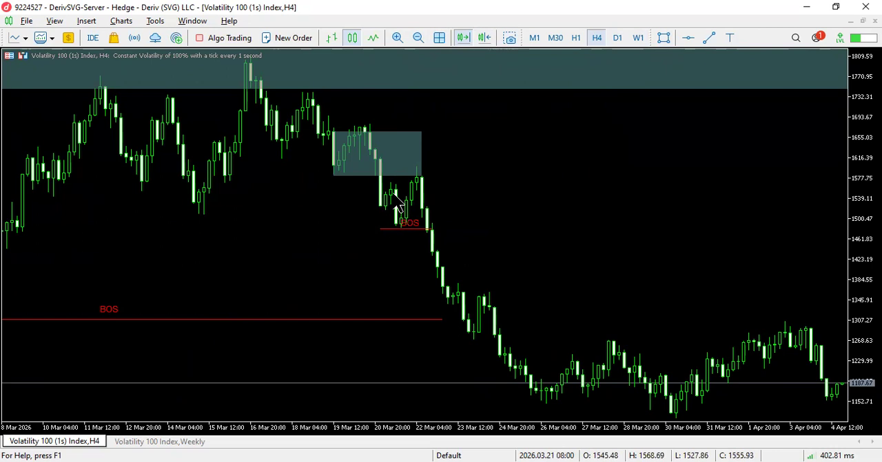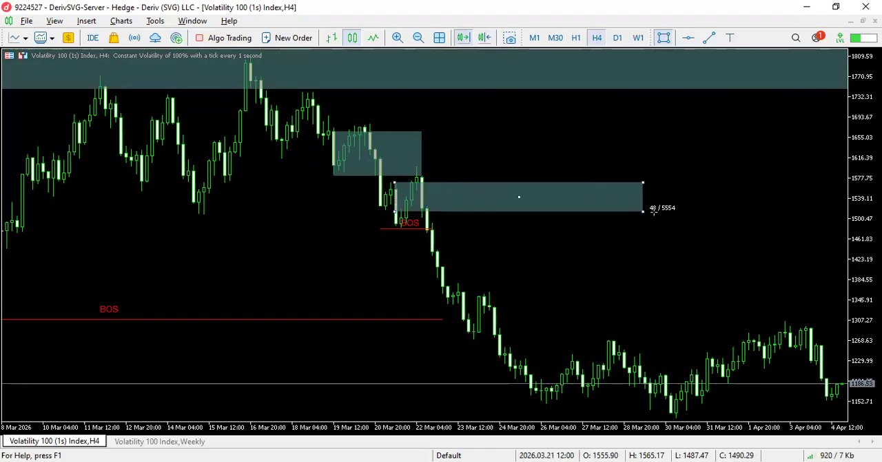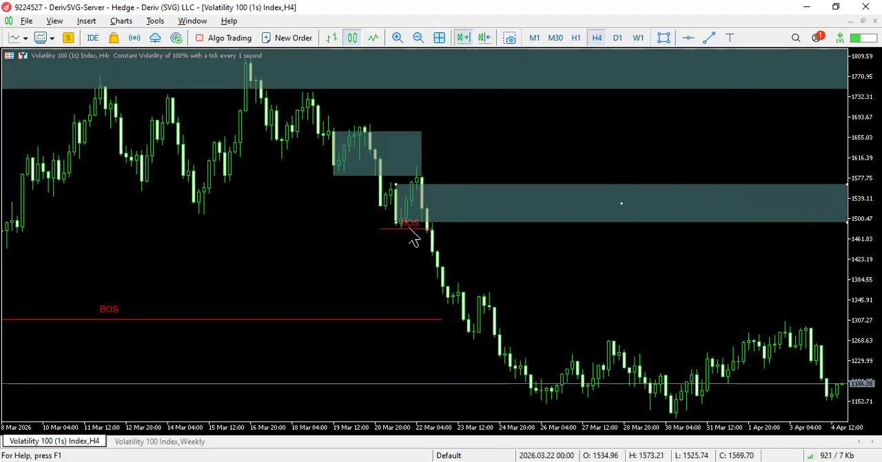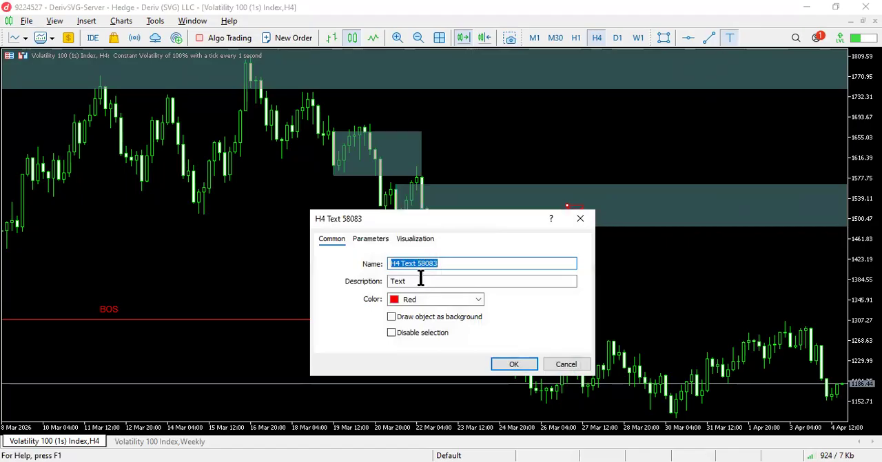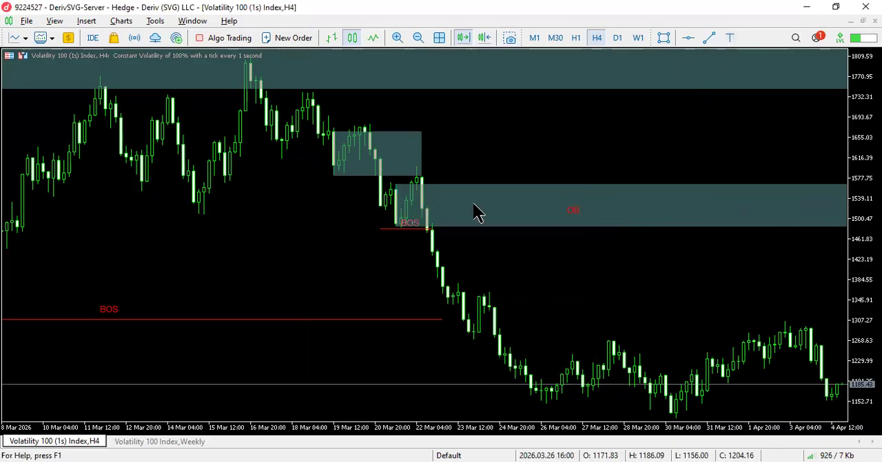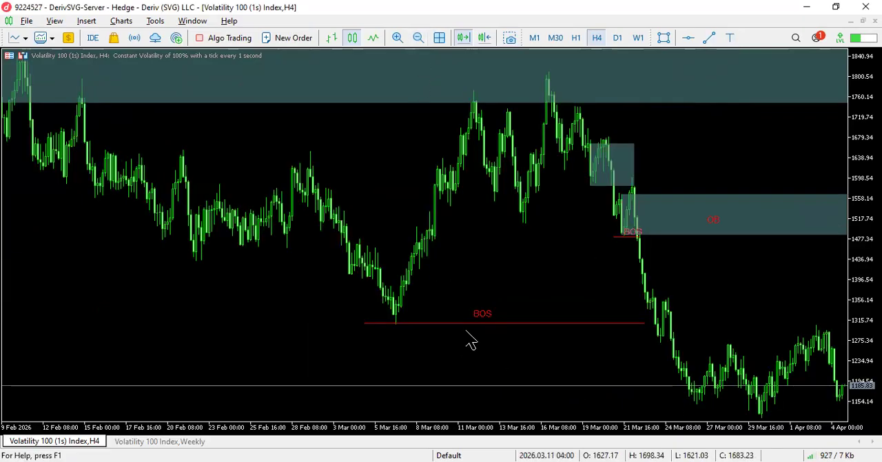So we have our break of structure, and then the order block which caused the break of structure from the 4 hour time frame. It is that order block right there.